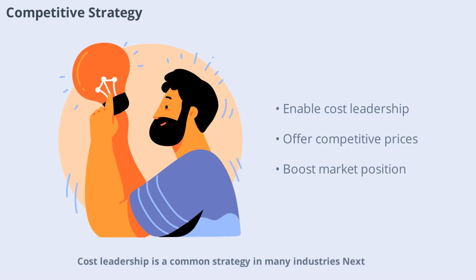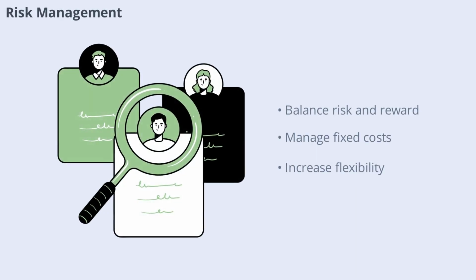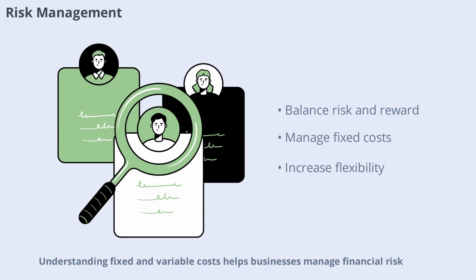Cost leadership is a common strategy in many industries. Next, let's discuss the impact of cost structures on risk management. Understanding fixed and variable costs helps businesses manage financial risk. High fixed costs increase risk during downturns, while variable costs offer more flexibility. Cost curves guide decisions about cost structure to balance risk and reward.